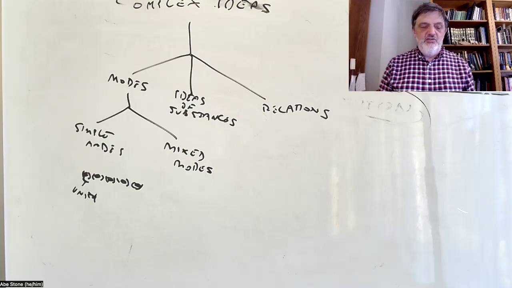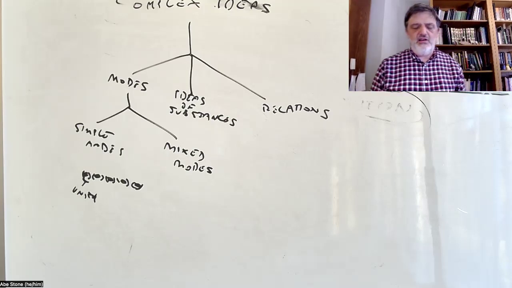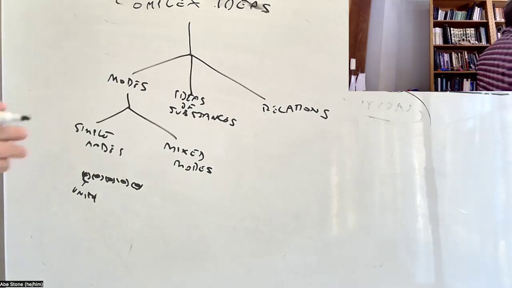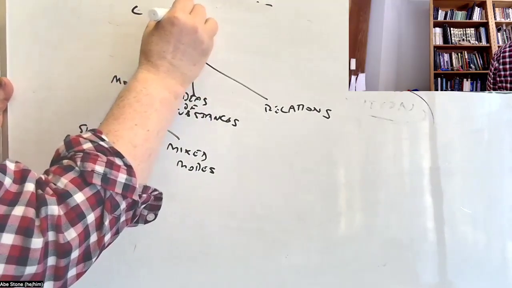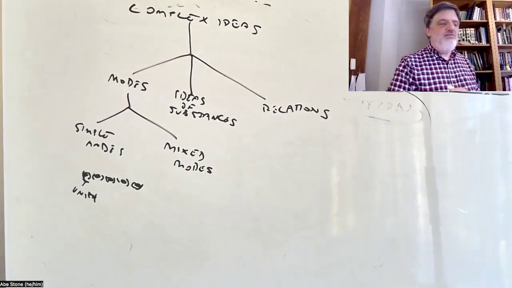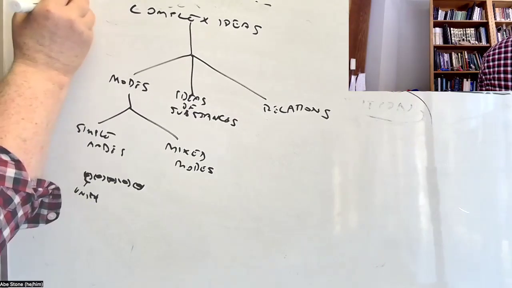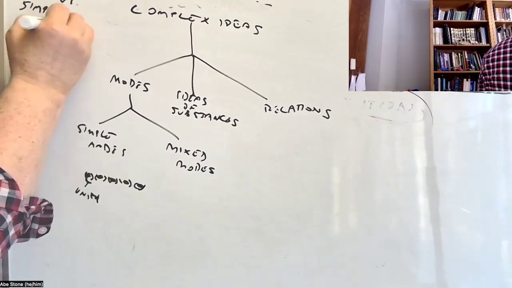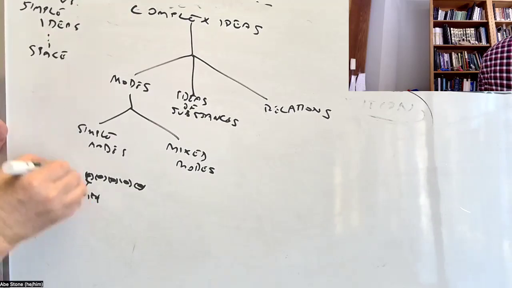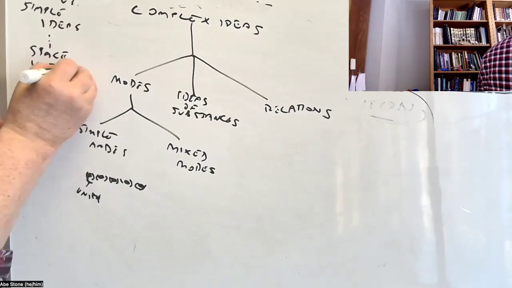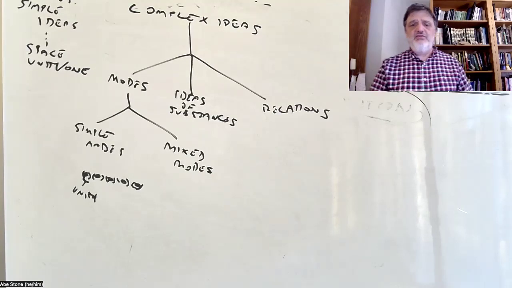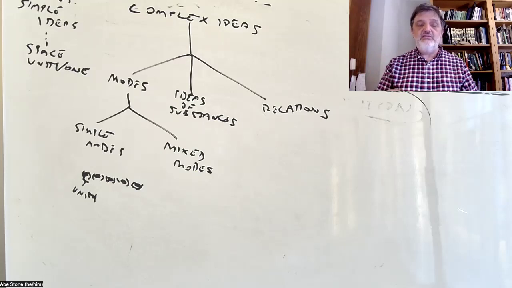Well, remember, Locke says space is a simple idea. So we have complex ideas versus simple ideas. And one example of a simple idea is space. Unity is also an example of a simple idea, or one. Right? Remember, the idea of one or unity was one of the ideas that he says comes in with every other idea somehow.